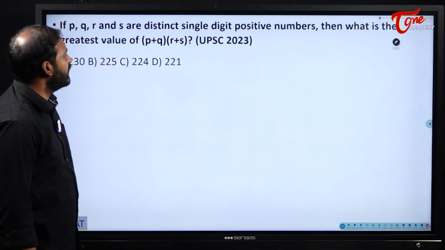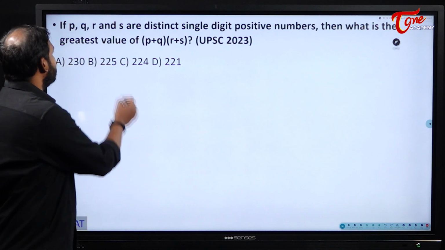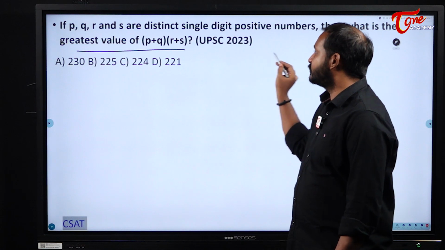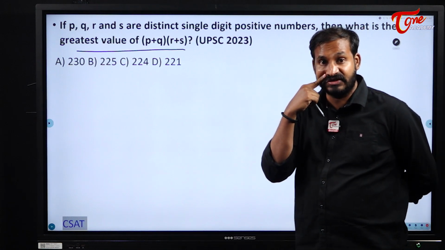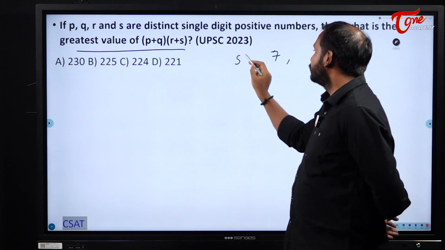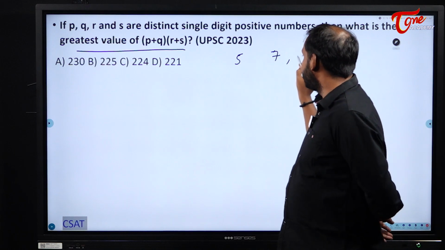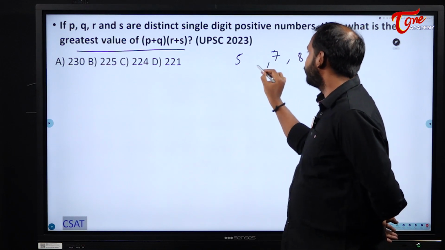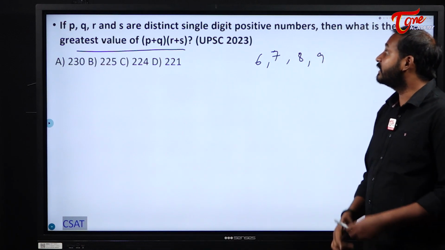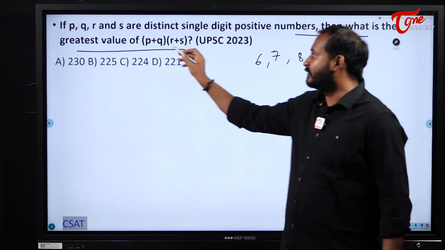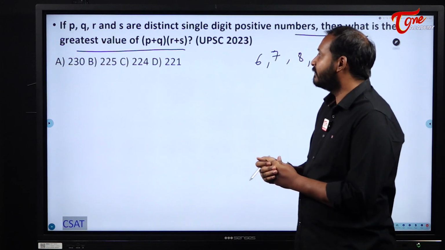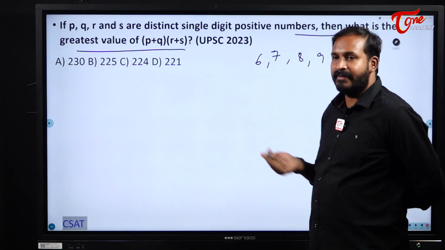See the next question. If P, Q, R and S are distinct single digit positive numbers, then what is the greatest value of (P plus Q) into (R plus S)? Distinct positive digits. So what are the values which we can take here? Please observe, students: the highest values are 6, 7, 8, 9. So we can take 6, 7, 8, 9 in the highest places, so that only then will we get the largest value. If the sum is maximum, then we will get the maximum value, right? Now tell me, by multiplying which two sums will we get the maximum value.